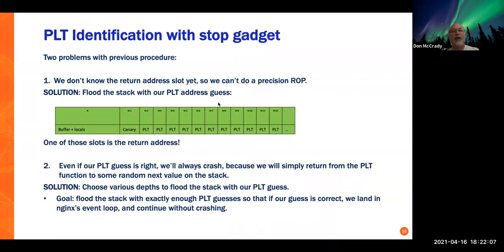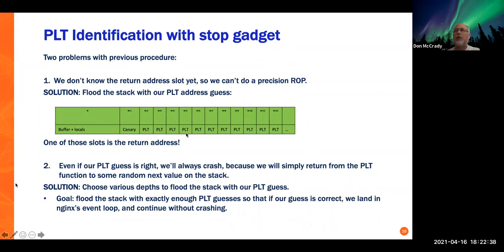There may be saved registers, not the return address, but a saved register here at n+2 and n+3. So that's okay. Instead of just putting our PLT guess at n+2, let's just flood the stack with, say, 10 of the same address. One of these is going to be the return address. The register save area is probably a maximum of 6 entries big, so one of those is going to be the return address.